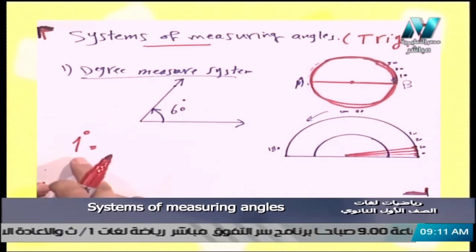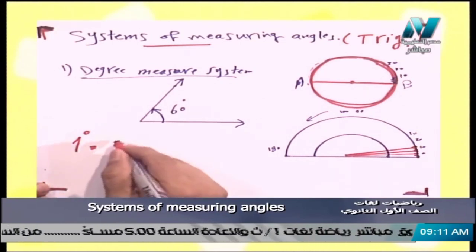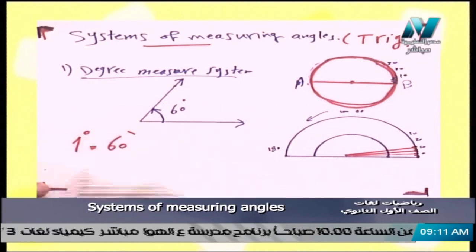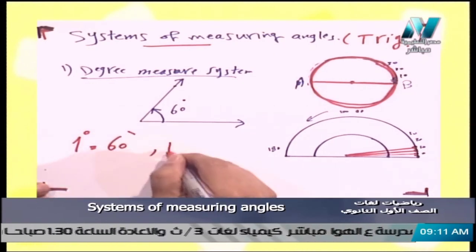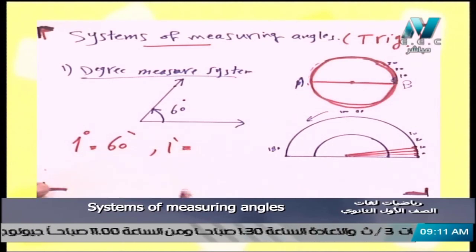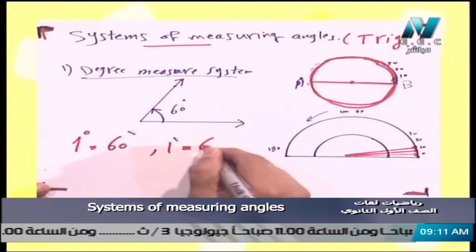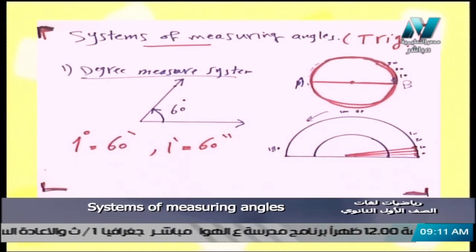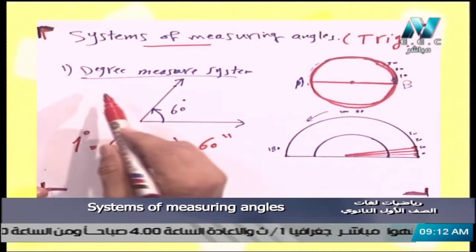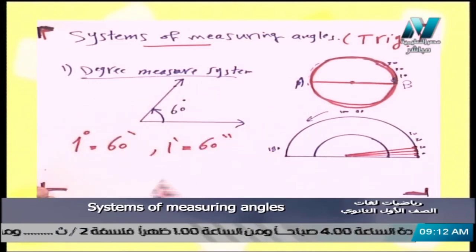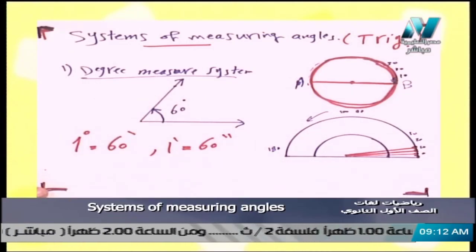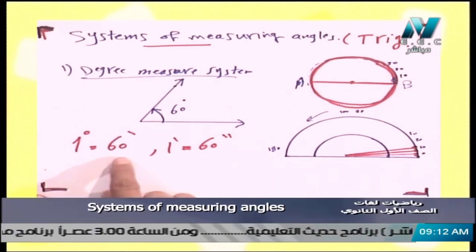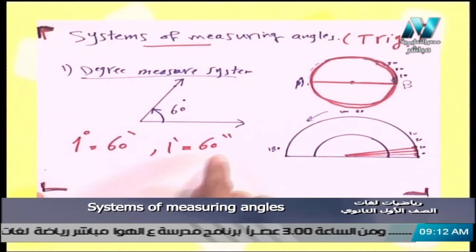We divide each degree into 60 equal parts or 60 equal arcs called minutes, and each minute is divided into 60 equal parts called seconds, like our hour. Okay, so we have the degree measure system already. We use it from primary studying. So 1 degree equals 60 minutes and 1 minute equals 60 seconds.